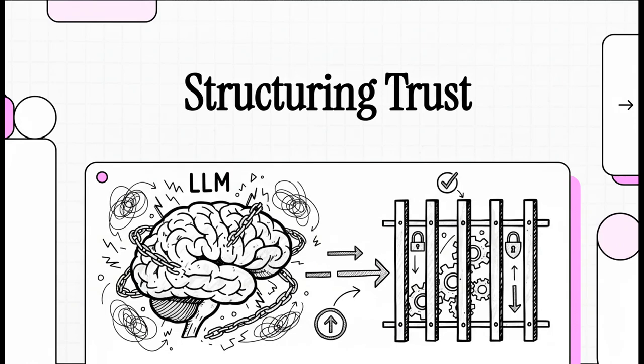So, we all know large language models are amazing, right? But let's be honest, they can also be completely wild and unpredictable. So how do we actually tame them for serious, real-world applications? Well, that's exactly what we're going to dive into. We're going to explore the essential tools for building trust in AI, guardrails.